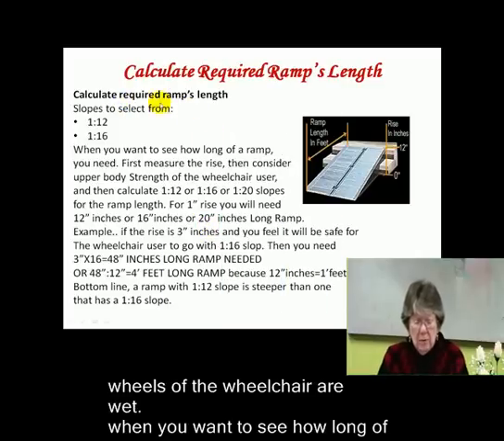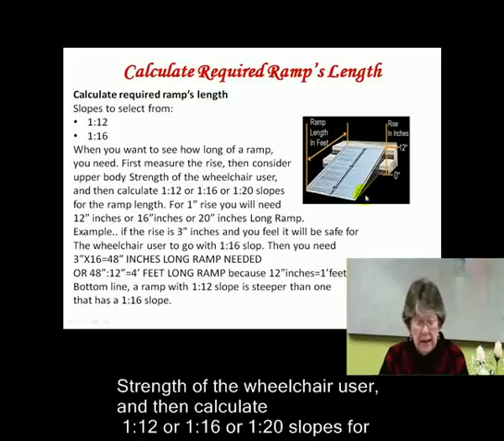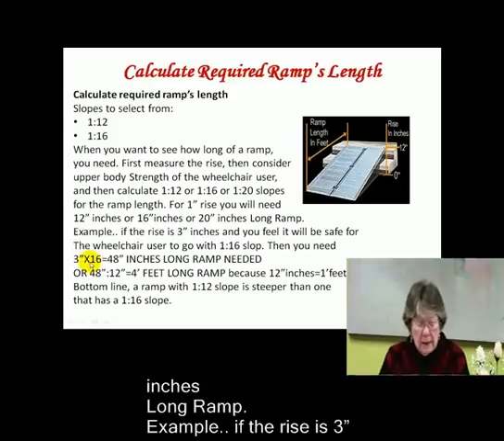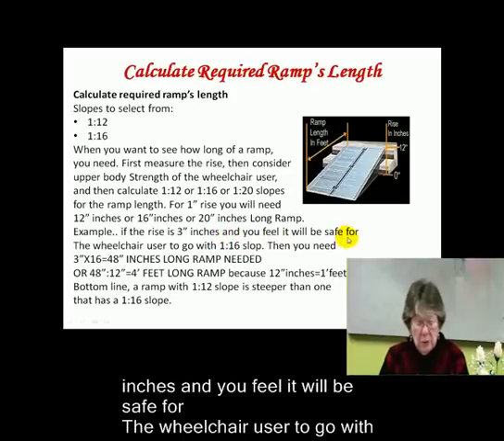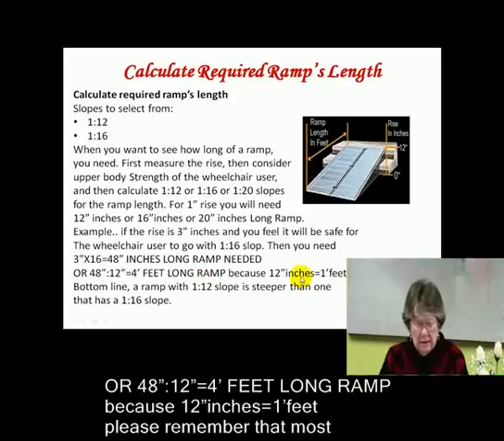When you want to see how long a ramp is, you need to first measure the rise and then consider the upper body strength of the wheelchair user, and then calculate 1:12, 1:16, or 1:20 slopes for the ramp length. For 1 inch of rise, you need 12 inches or 16 inches or 20 inches of ramp length. Example: if the rise is 3 inches and you feel it will be safe for the wheelchair user to go with a 1:16 slope, then you need 3 times 16, which equals 48 inches in length, or 48 inches divided by 12 equals 4 feet long, because 12 inches equals 1 foot.